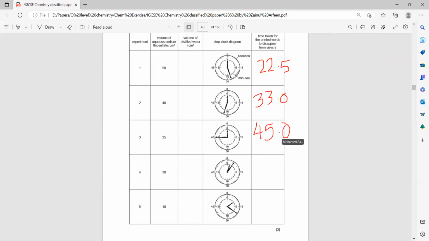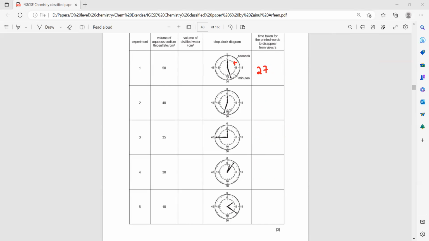So this is 0 and this one is, it's not 22 point something, it cannot be, because each division is representing 1. So each is representing 1. This is like 10 seconds, 15 seconds, 20 seconds, 25, 26, 27. So this is 27 seconds.